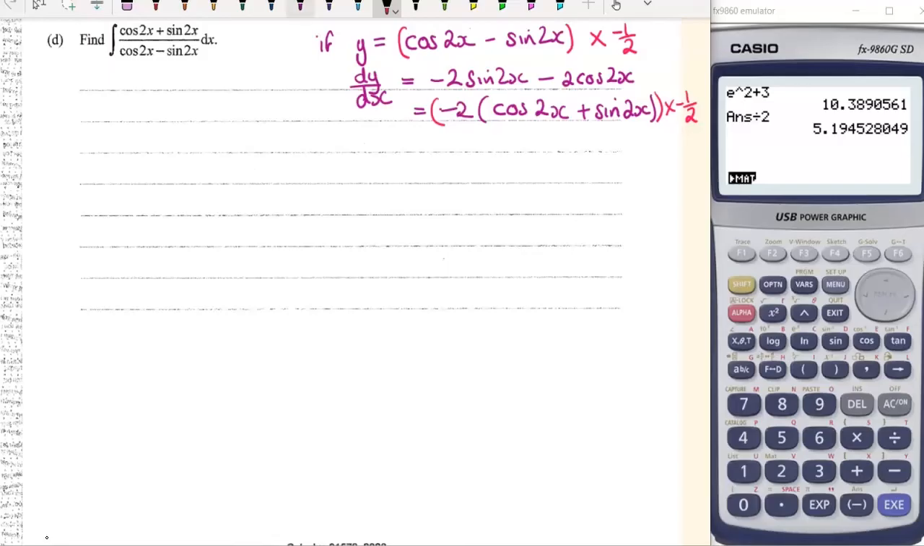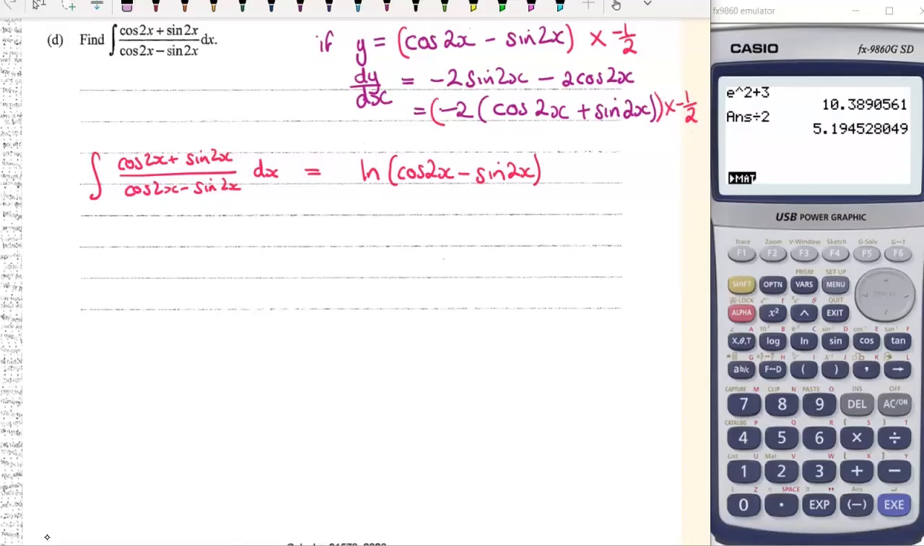So this integral of (cos 2x plus sine 2x) over (cos 2x minus sine 2x): when the top is a derivative of the bottom, then the answer to that integral is the natural log of the bottom, like this, but it wasn't directly exactly equal to. We have to use this minus half in there so that it does turn out to be equal to, that fixes it up.